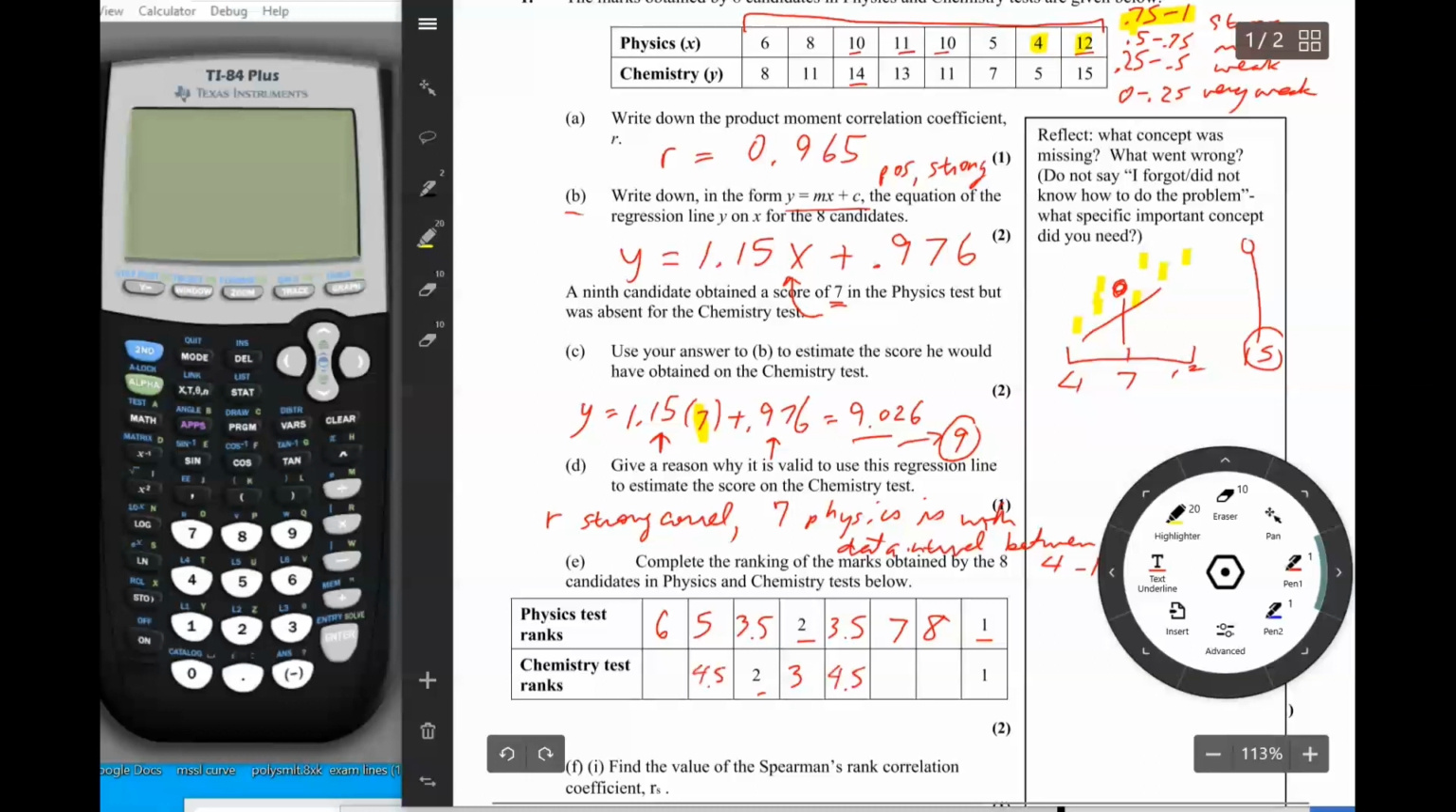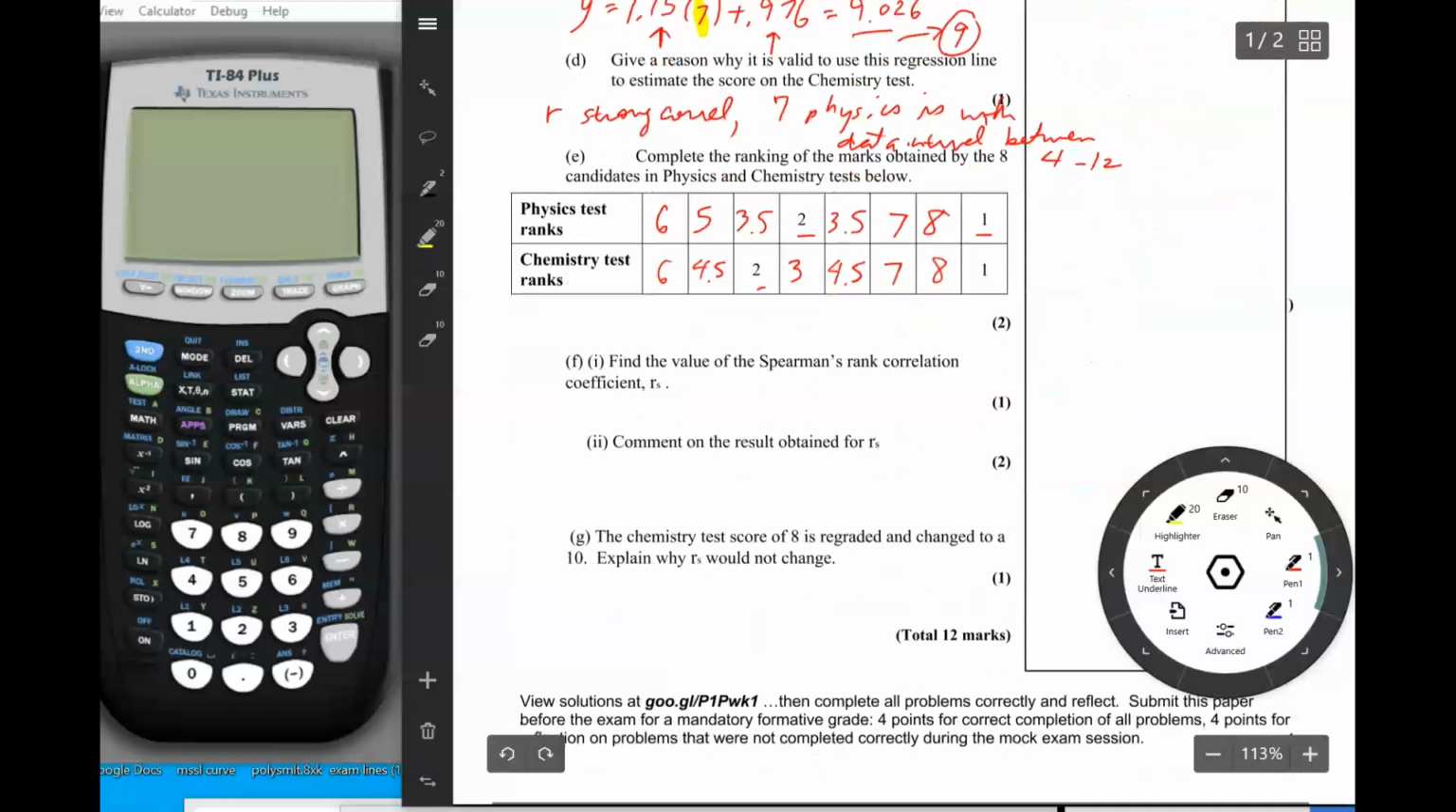And then, so 11 was fourth and fifth place, so now I'm looking for sixth place. Sixth place would be 8. Seventh place would be 7. And eighth place would be 5. Okay, so now I've put ranks for every single one of the physics and chemistry scores.